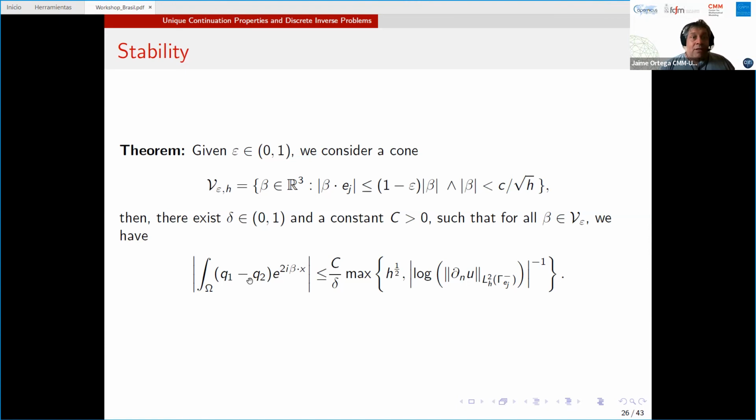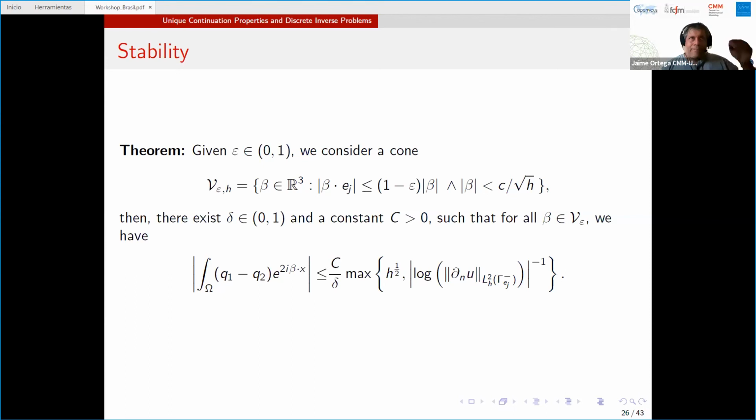But from the numerical point of view, this is very bad, because a logarithmic estimate is very poor for numerics. For that reason, in general, these kinds of problems are so-called ill-posed problems. They are not well-posed problems. Okay, well, what is the main idea on this one?